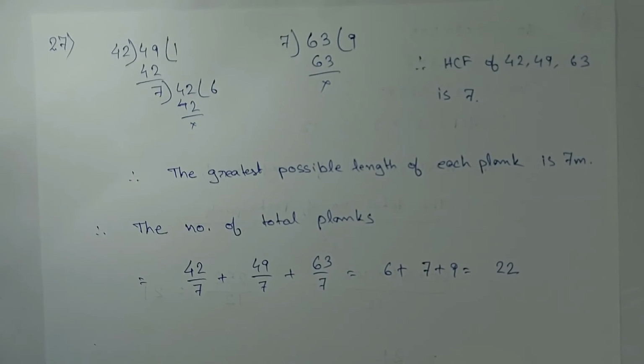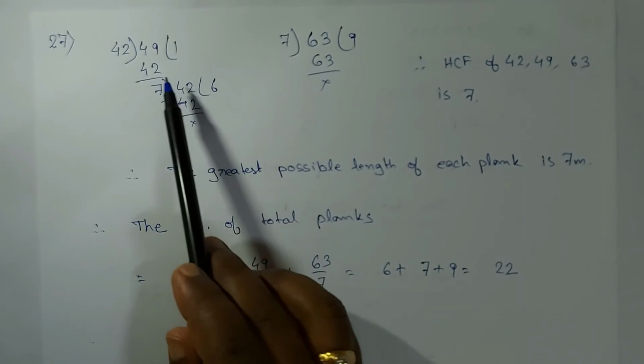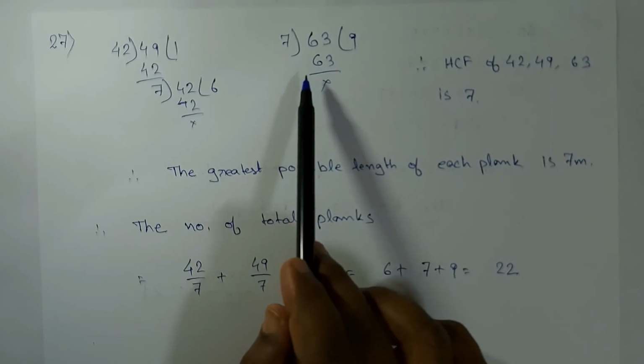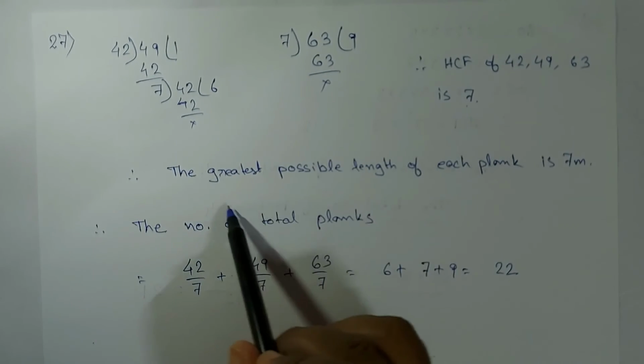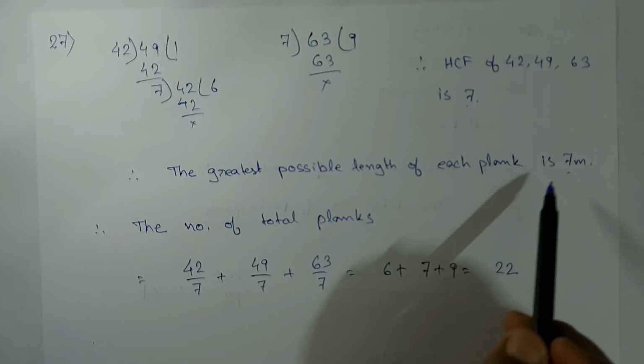Okay, next is question number 27. In question number 27, it is said that 3 pieces of timber 42 meter, 49 meter and 63 meter long have to be divided into planks of the same length. What is the greatest possible length of the plank, and how many planks are formed? So first here we will determine the HCF of 42, 49 and 63. We have determined and it is 7. So the greatest possible length of each plank will be 7 meter.